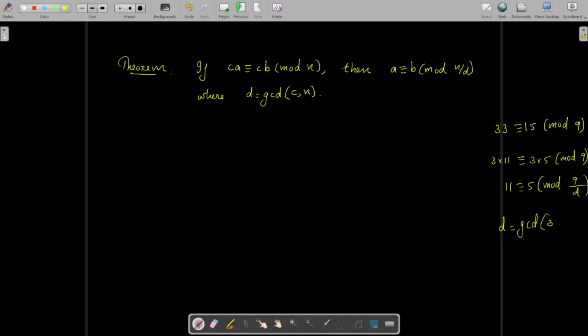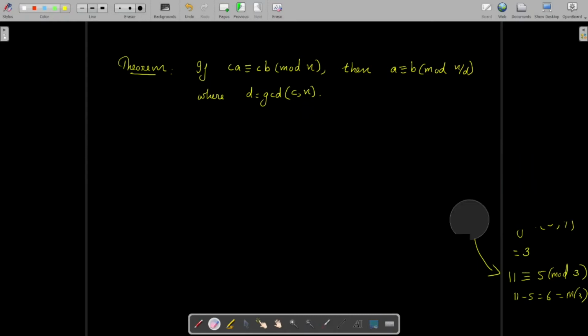C is here 3, that is a common factor, and n is 9. And the GCD of 3 and 9 equals 3, which is the greatest common divisor of 3 and 9. So we can write this congruence as 11 congruent to 5 mod 9 by 3, that is mod 3. And it is actually correct because 11 minus 5 is equal to 6, which is a multiple of 3. That is the statement of the theorem here. If ca is congruent to cb mod n, then a is congruent to b mod n by d, where d is the GCD of c and n.